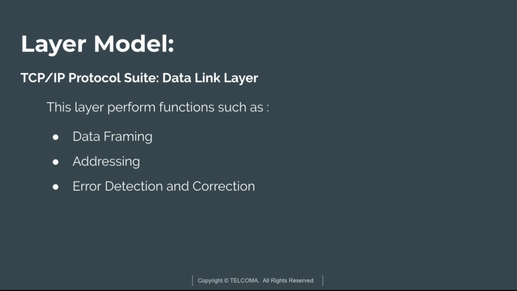Next is the data link layer. This layer performs functions such as data framing, addressing, and error detection and correction. Data framing means encapsulating data messages into frames that are sent over the network at the physical layer. Addressing means adding the MAC address to data messages, and error detection and correction means it handles errors that occur at the lower level of the network stack by using the CRC method, that is, cyclic redundancy check.